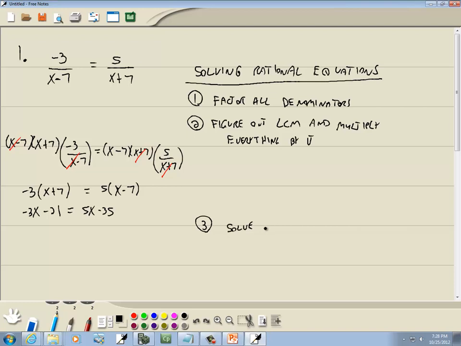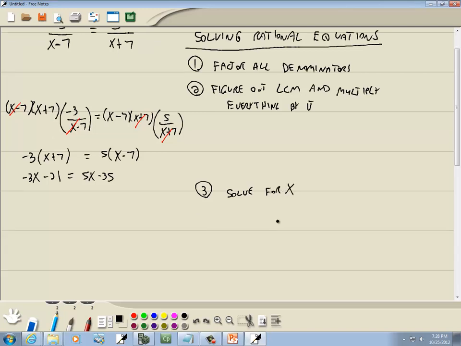Step 3 says to solve. Actually, let me go ahead and put solve for x in there. Well, that's pretty vague. Solve, that's what we were doing originally. But at this point, it may be a quadratic or it may be a linear equation. So you have different techniques for that. This is a linear equation, so we want to get rid of parentheses, get rid of fractions. We got those. Get everything with an x on one side, numbers on the other.